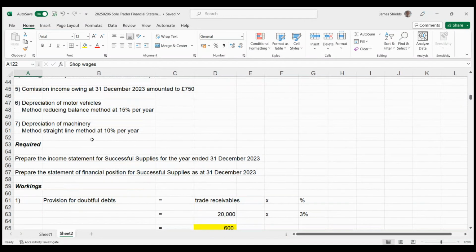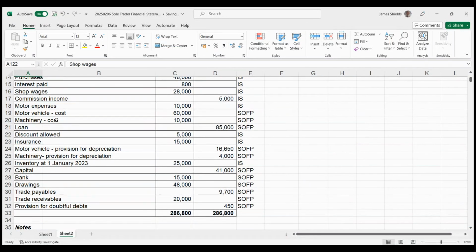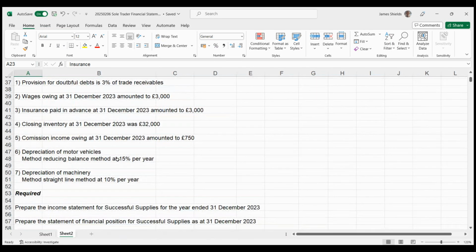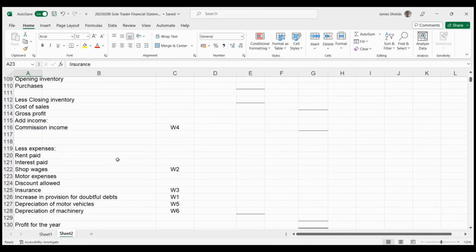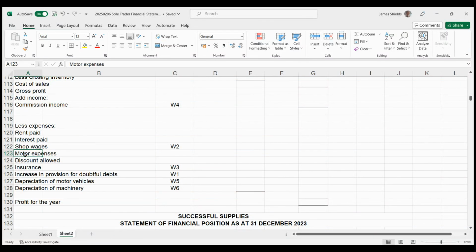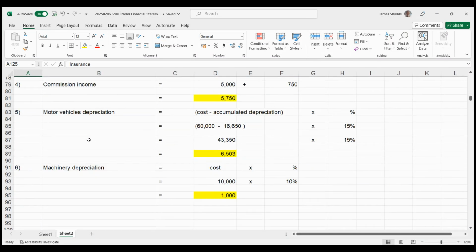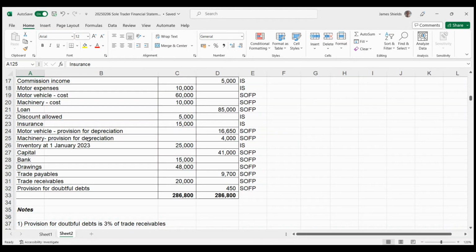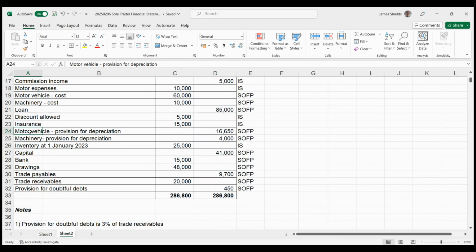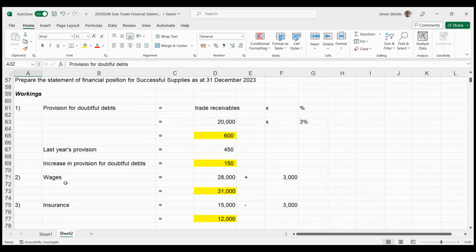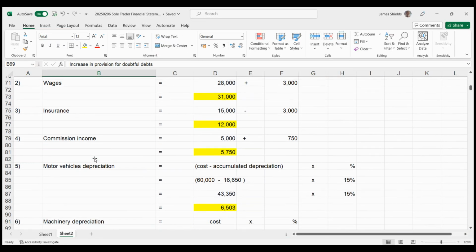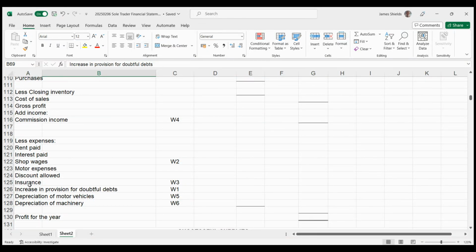Back to my trial balance. The next expense is motor expenses, and then we've got discount allowance and insurance. So I check my little summary down here. Again, I've got motor expenses, discount allowance and insurance. Then the next one: we know there's going to be depreciation of motor vehicles and machinery, but because there's a provision for doubtful debts and we've got a change in that, I put that before my depreciation. I always put the depreciation at the end. My provision for doubtful debts is an increase, so that's an expense. That's after my insurance, and then comes depreciation of motor vehicles and depreciation of machinery.